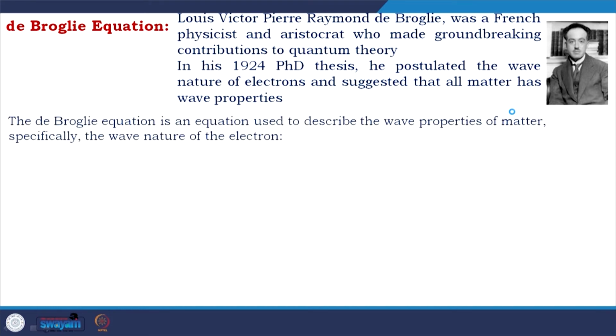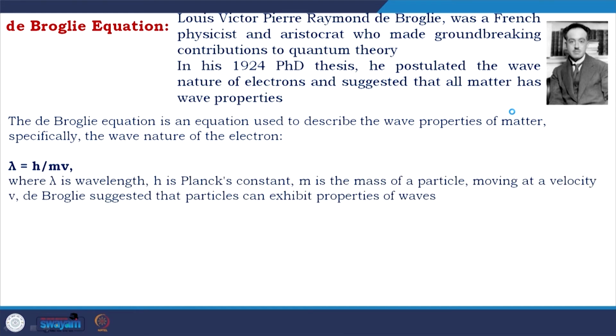So, why do I call de Broglie here? The de Broglie equation describes the wave properties of matter, specifically the wave nature of the electron: lambda equals h by mv, where lambda is the wavelength, h is Planck's constant, m is the mass of the particle, and v is the velocity. De Broglie suggested that particles can exhibit properties of waves.